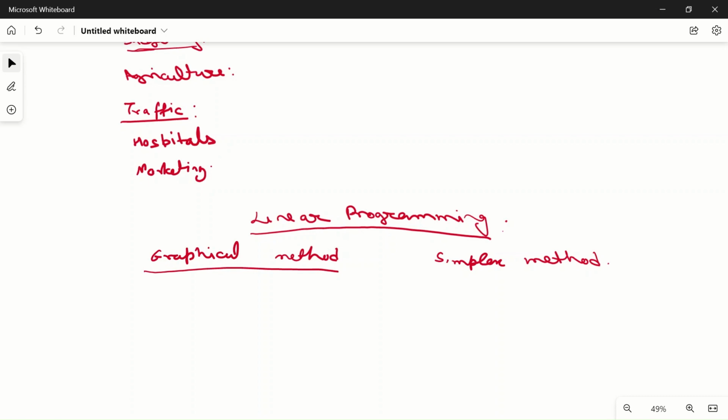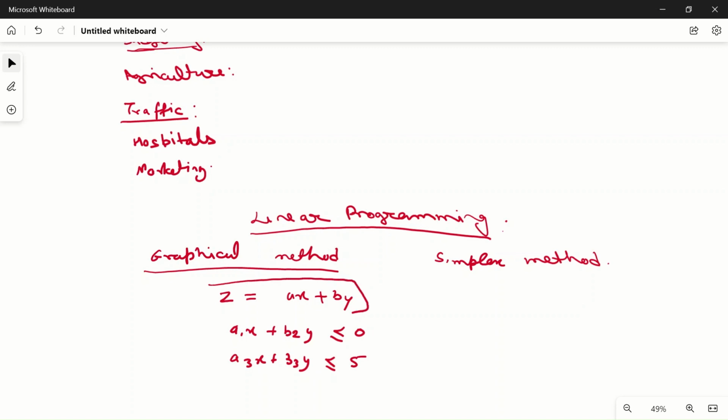So how to formulate a problem? First of all, there will be a problem given. Some problems are given in mathematical form, like you have to maximize z = ax + by, subject to a1x + b2y ≤ 0, a3x + b3y ≤ 5. This type of problem is given sometimes. Here z is called the objective function, and these are called restrictions.